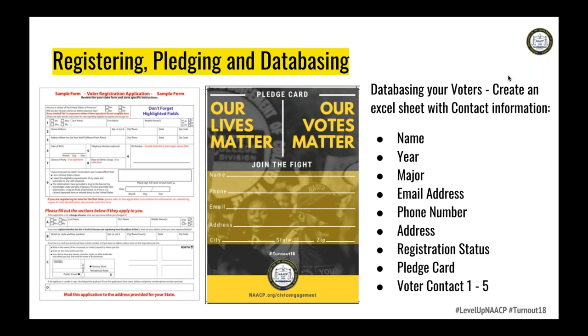So when I'm thinking about creating my own database, I always think about having the name, year, major, essential things like emails, phone number, address. What is your registration status, right? So maybe you have people who come up to you and they're a little busy and they say they can't register right now. How are you making sure you get their basic information so that you can follow up with them about registration? So even a quick, hey, can I just get your phone number real quick and I will call you later to make sure that you register to vote.